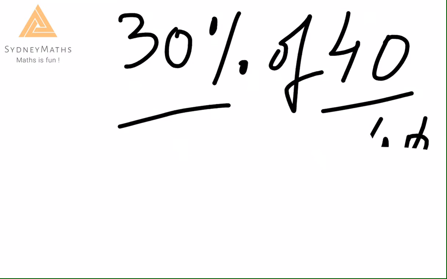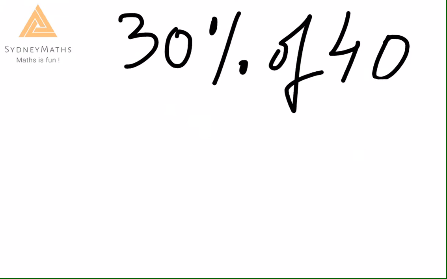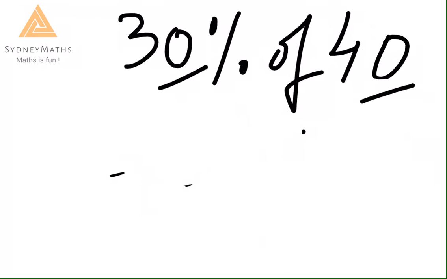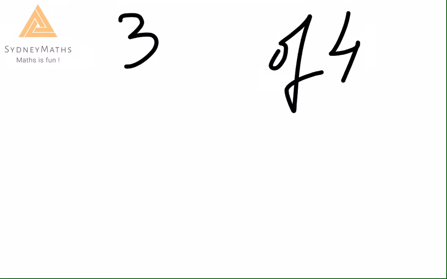Now, to do this mentally, there are two rules that need to be followed. The first rule is ignore the zeros. So this 0 here and that 0 there need to be ignored. And the second rule is multiply the numbers. The numbers are 3 and 4. Gives us 12. Now, why did we ignore the zeros? We ignored the zeros because the zeros cancel out with the percentage. So we are left with 3 and 4.